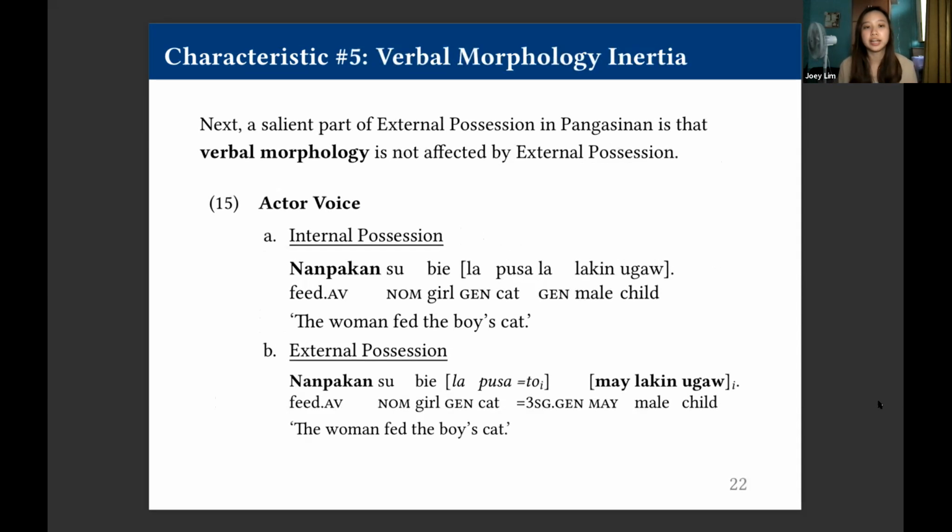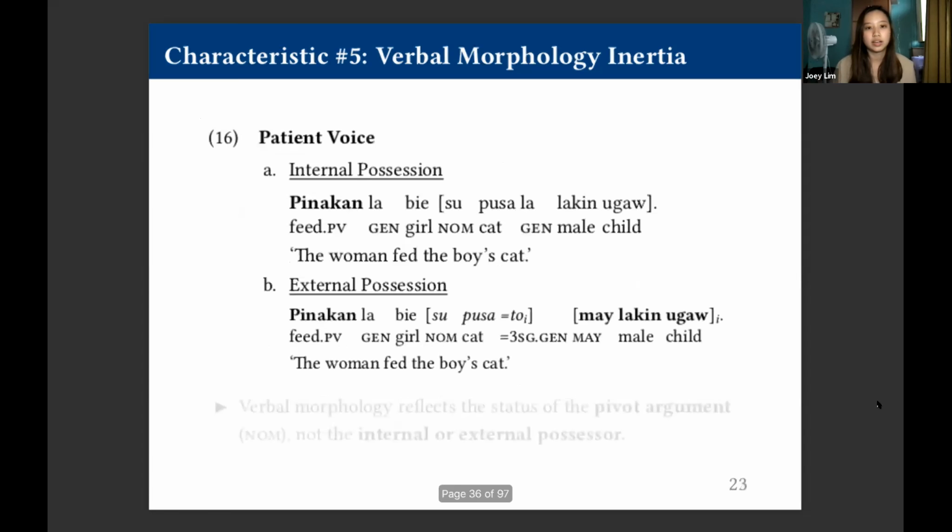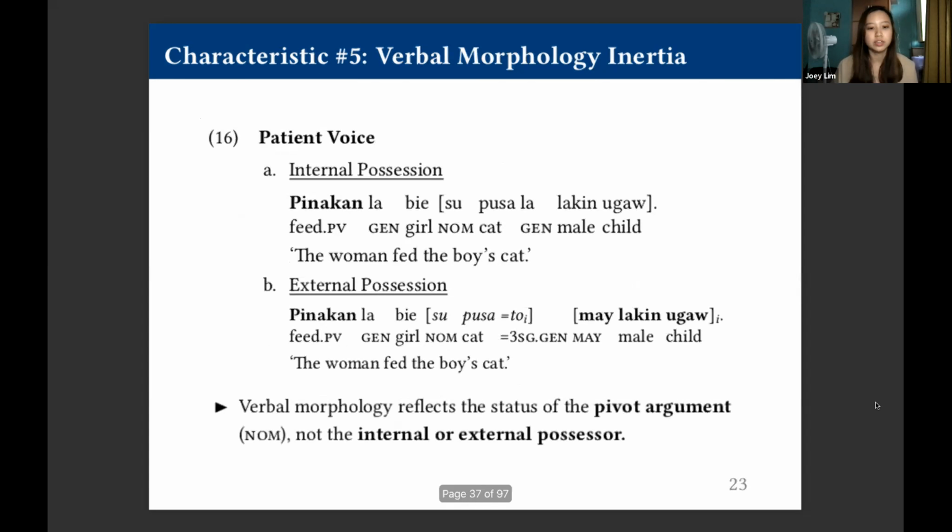The next characteristic is that a salient part of external possession in Pangasinan is that verbal morphology is not affected by external possession. So in 15 here, we see the active voice. So in A and B, regardless of whether the possession is internal or external, we see that the verb remains the same, which reflects the agent pivot. Likewise, for PV clauses, whether possession is internal or external, we see the PV verb appearing. We can clearly see that verbal morphology here reflects the status of the pivot argument, which is marked nominative, and not the internal or external possessor.